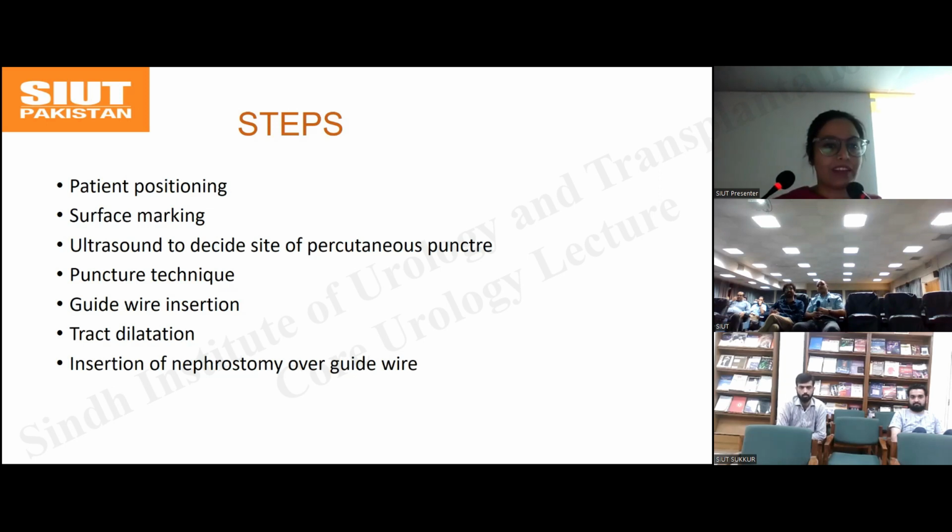So briefly explaining, the steps of percutaneous nephrostomy would be: first we'll position the patient as you saw in the video. There will be surface marking and ultrasound to decide the site of percutaneous puncture. Then, as the video illustrated, the puncture technique, and we will insert the guide wire. There will be tract dilatation and insertion of the nephrostomy tube over the guide wire.